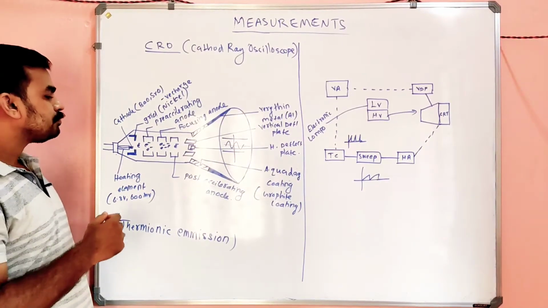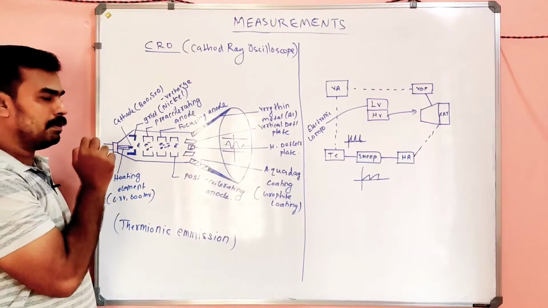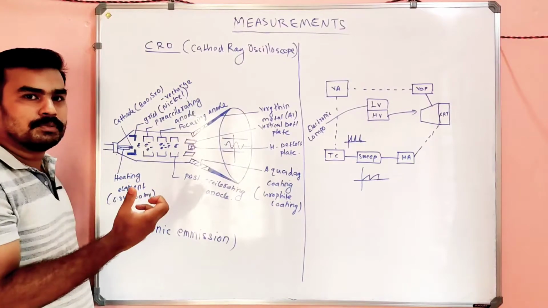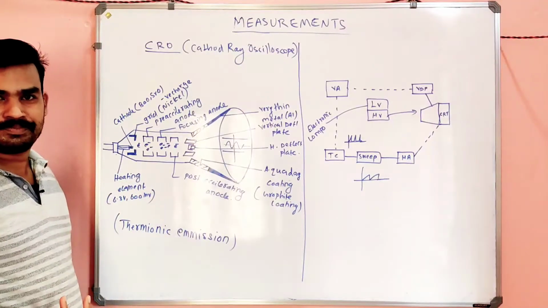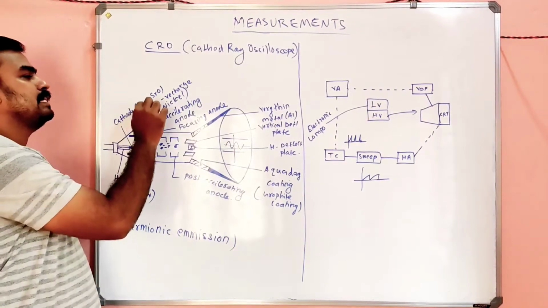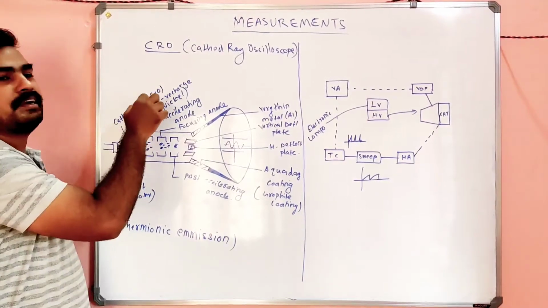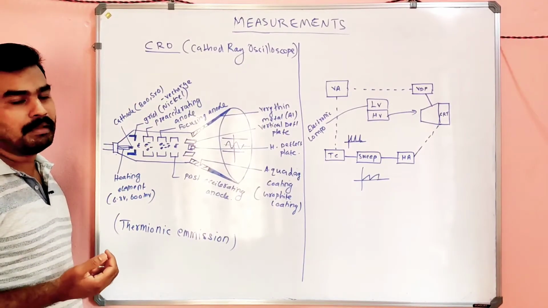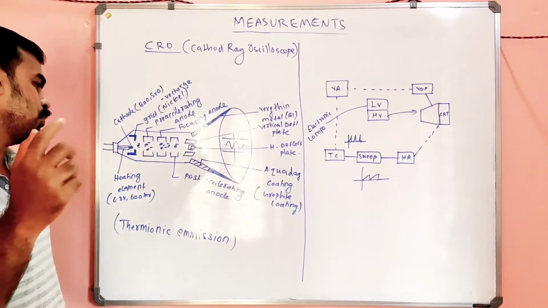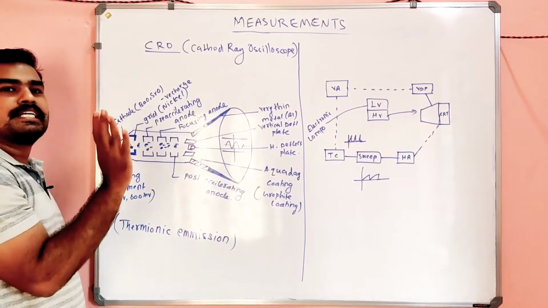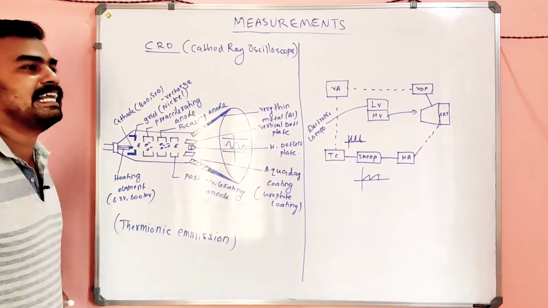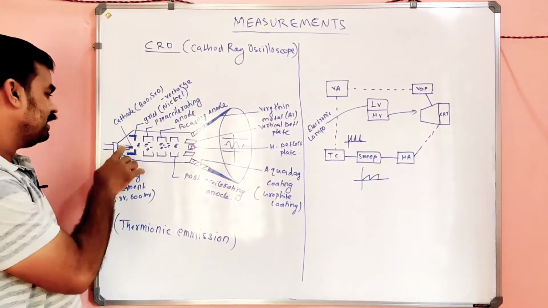At the tip of this heating element, my dears, there is a cathode. The cathode is used to emit the electrons. The cathode is nothing but barium oxide or strontium oxide, that is BaO or SrO. The function of the cathode is to emit electrons. How does it emit electrons? It is heated up at its back by the heating element.